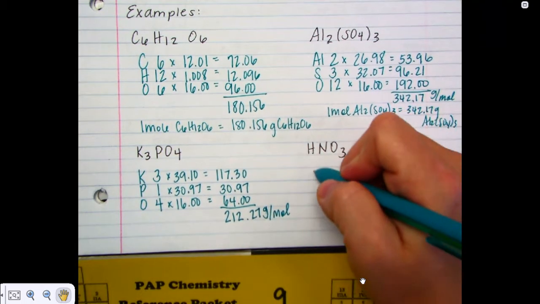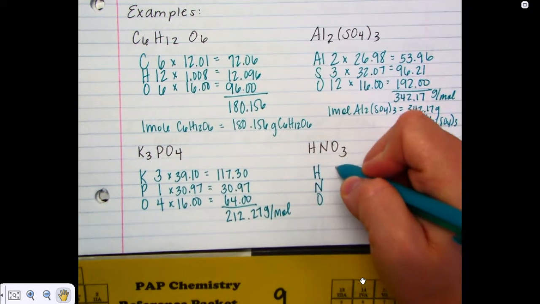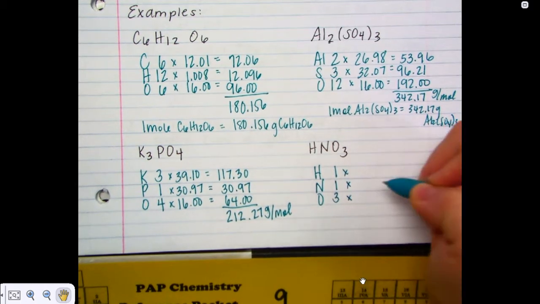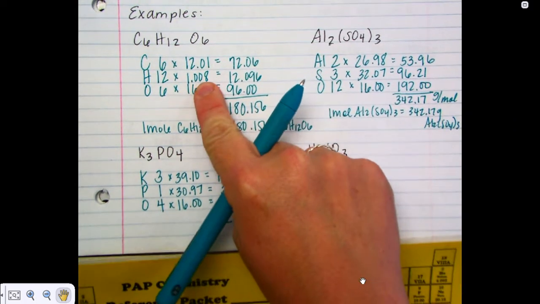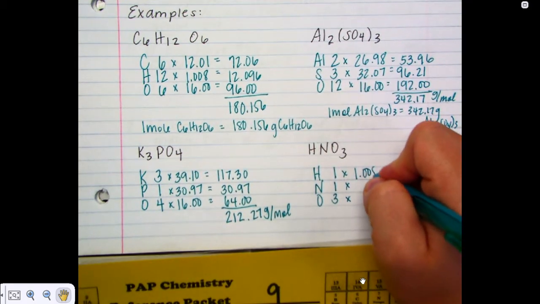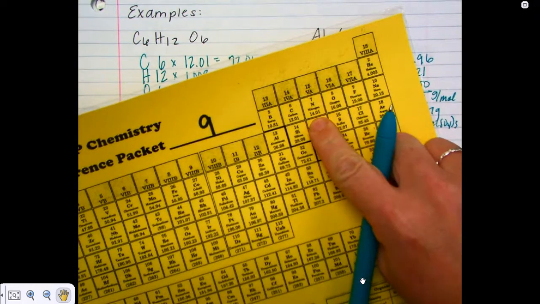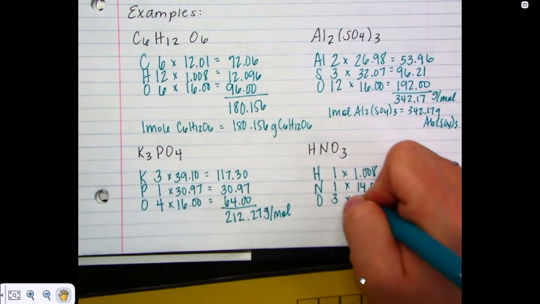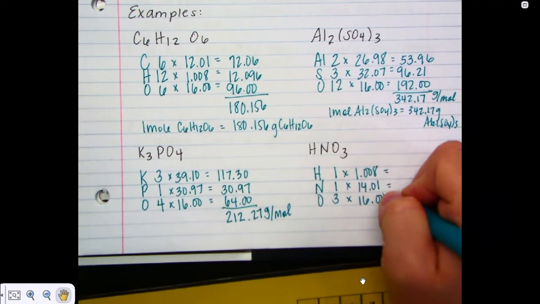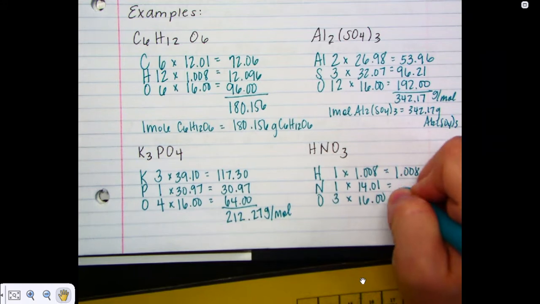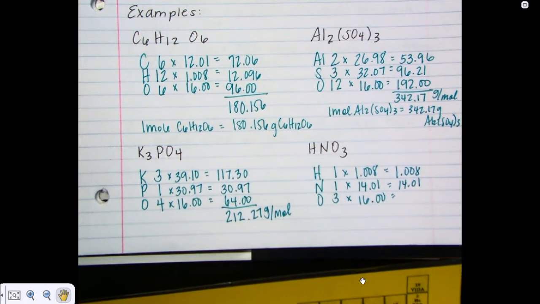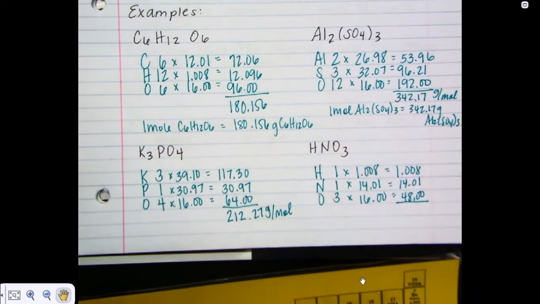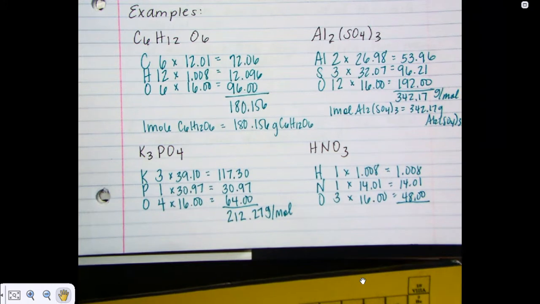Okay. And our last one, HNO3. So H, N, O. One of those, one of those, 3 of those. All right, hydrogen, 1.008. Nitrogen, we need to look up, 14.01. And oxygen, 16.00. So 1.008, 14.01, 16.00 times 3, 48.00. Add those all up.